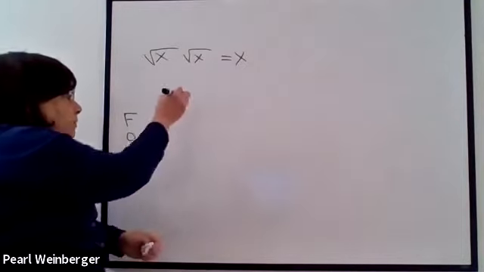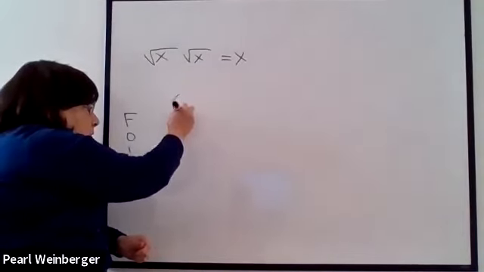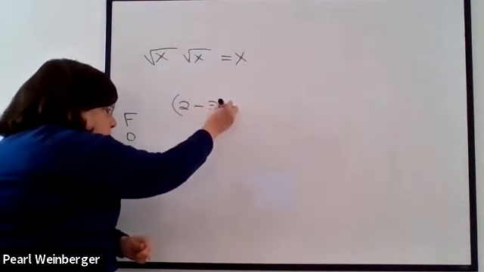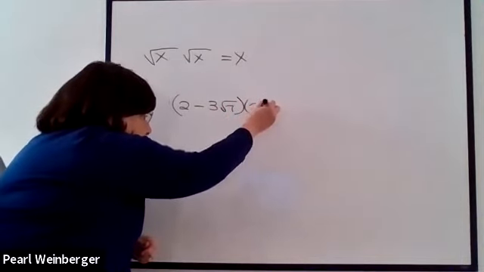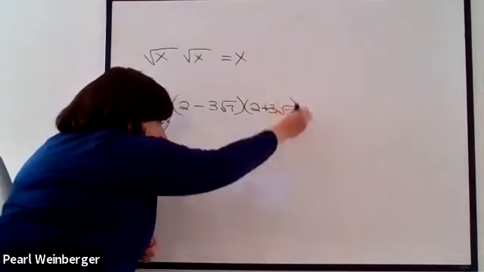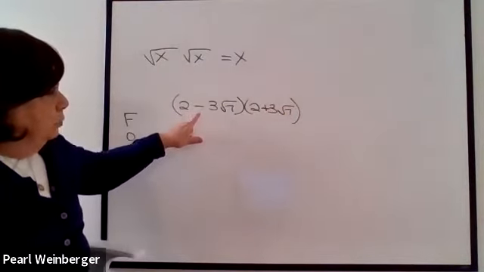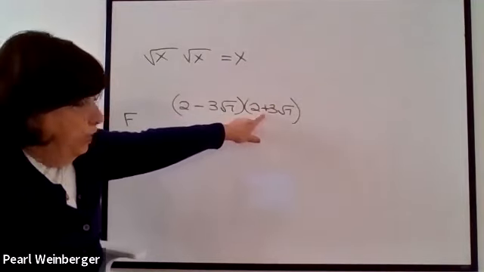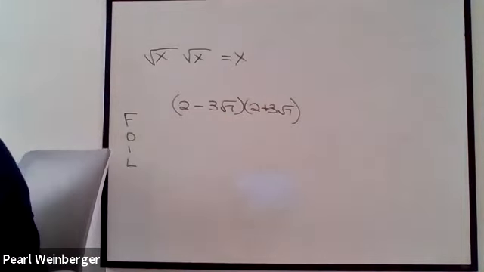What if I gave you something like this? 2 minus 3 radical 7 times 2 plus 3 radical 7. I'm going to give you a minute to try this on yourself. This is not a square because in one parentheses we have a minus and one we have a plus. So let's see if you can do that.